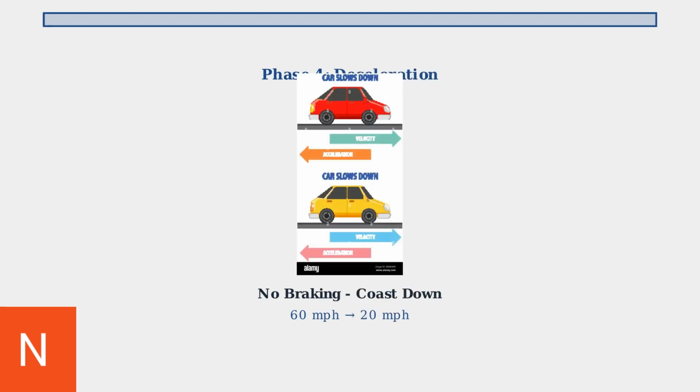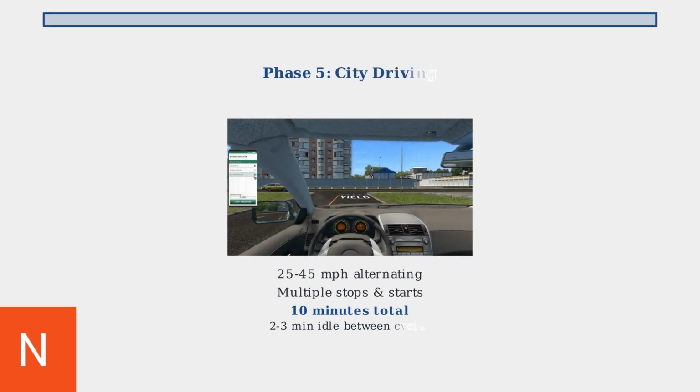Next, decelerate from highway speed down to 20 miles per hour without using the brakes. This coasting deceleration is important for the fuel system and oxygen sensor monitors to complete their tests. The final phase simulates city driving conditions. Alternate between 25 and 45 miles per hour for 10 minutes, including several stops and starts. Idle for 2 to 3 minutes between driving cycles to allow the system to process the collected data.